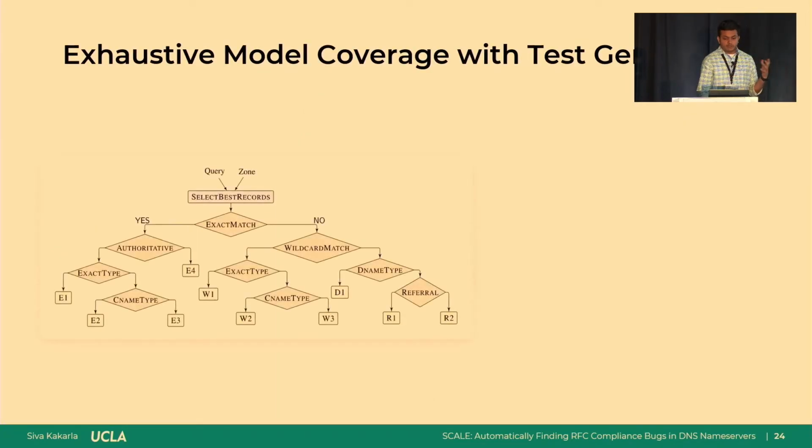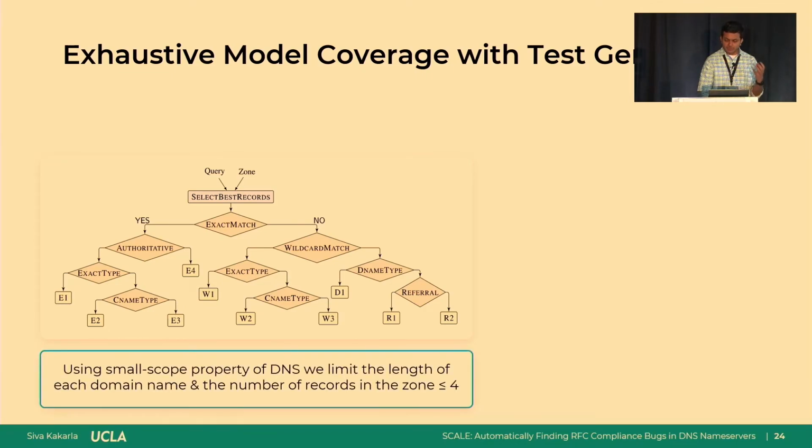Symbolic execution of this logical model is still fundamentally unscalable. There are an unbounded number of possible execution paths, and they grow exponentially in the size of the zone file. We notice that the DNS protocol and the implementations have a small scope property. That is, many interesting behaviors can be covered with small tests. We therefore use a length bound of 4 to generate tests, that is, the maximum length of a domain name and the maximum number of records in a zone is at most 4.